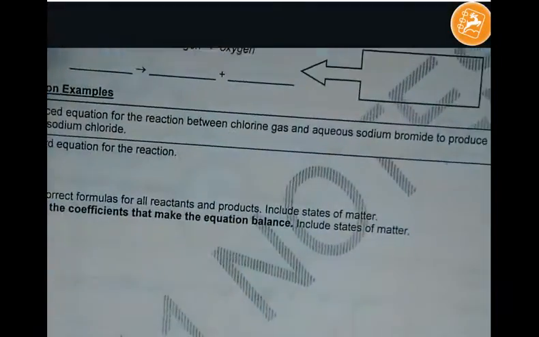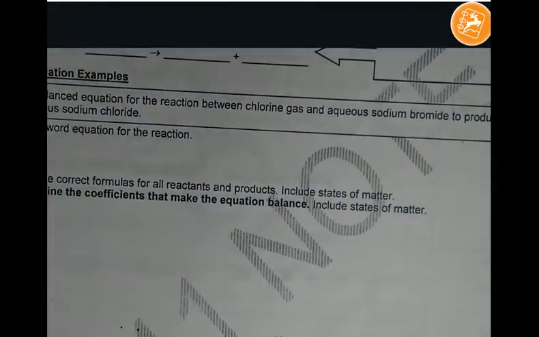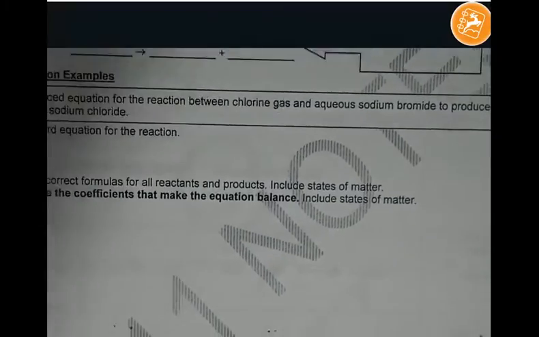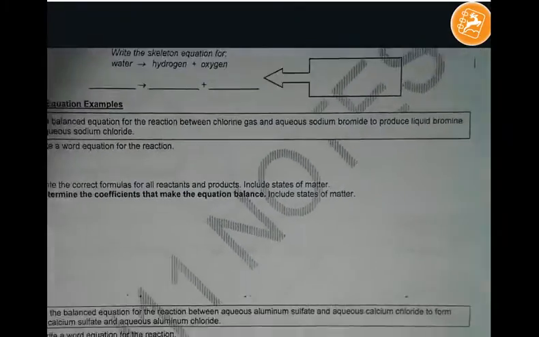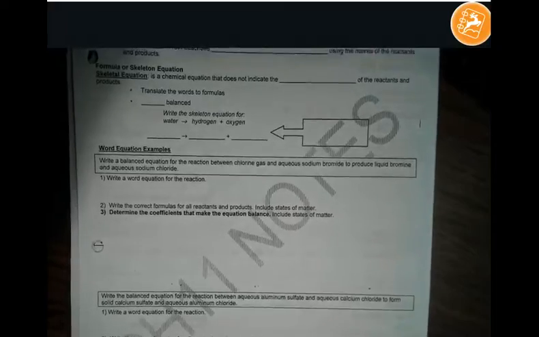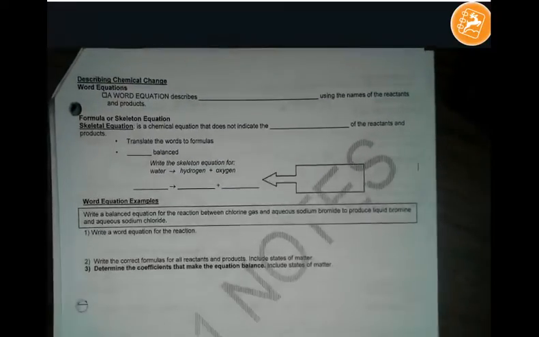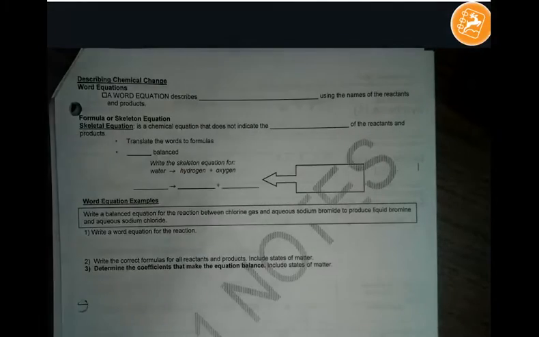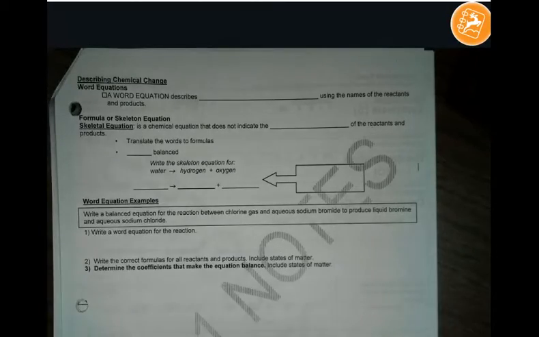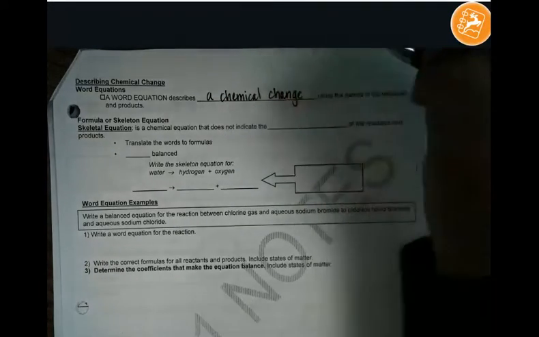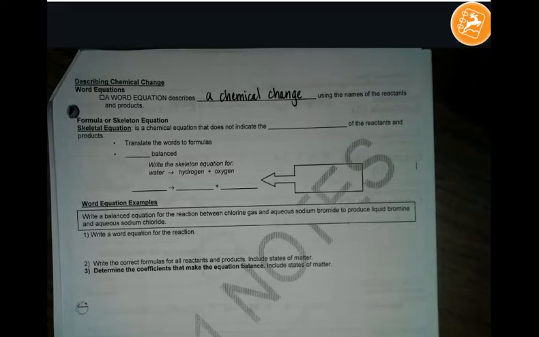Now what we're going to do is look at word equations. Word equations are really important because we learned nomenclature in chapter 7 and the nomenclature section, right? And so we want to make sure we are going to apply this information. So the first thing we have to do is look at some definitions. A word equation describes a chemical change using the names of the reactants and products.